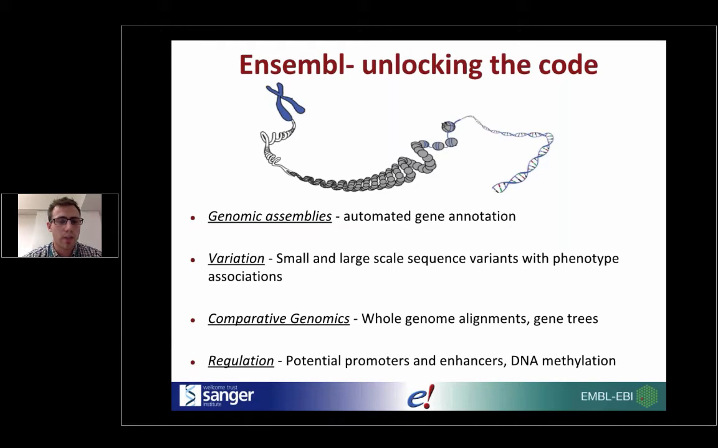For all of the species that we have in Ensembl, we have genomic assemblies, which have been automatically annotated with genes from our automated gene annotation pipeline. We also have a large amount of variation data. So we have small and large scale sequence variants with phenotype associations where that data is available. We also have comparative genomic analyses, so we have whole genome alignments and gene trees, for example. And finally, we have regulation data. So we draw in data from a large variety of sources to predict potential regulatory features such as promoters and enhancers.